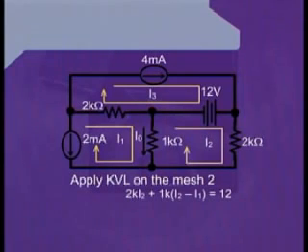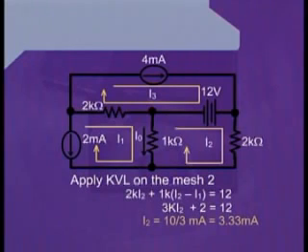Now, 12, we have put as a positive quantity onto the right hand side of the equation because when we are completing the loop, the negative terminal of the battery has been connected at the 1 kilo ohm far terminal, which is next to the 12-volt battery. Therefore, if it was on the left hand side of the equation, it would have been minus 12. Now, simplifying this equation, we can write 3K I2 plus 2 is equal to 12. Or further simplifying it, we can write I2 is equal to 3.33 milliamperes.